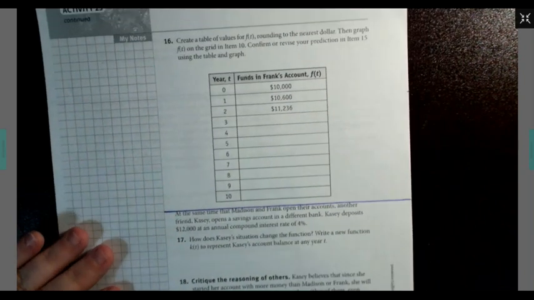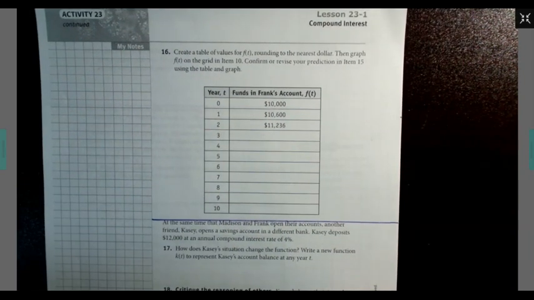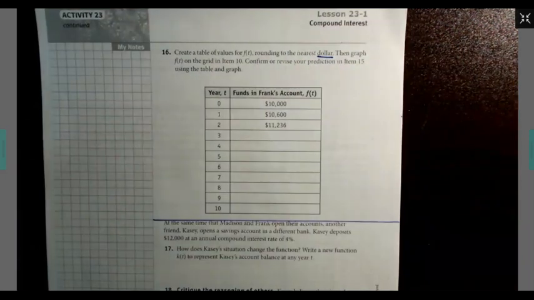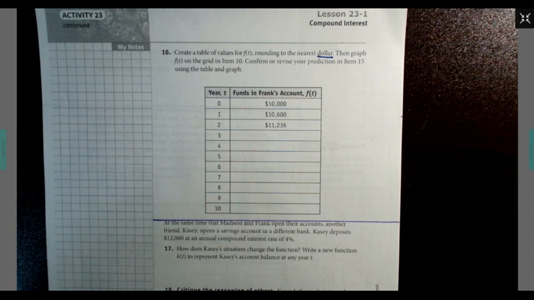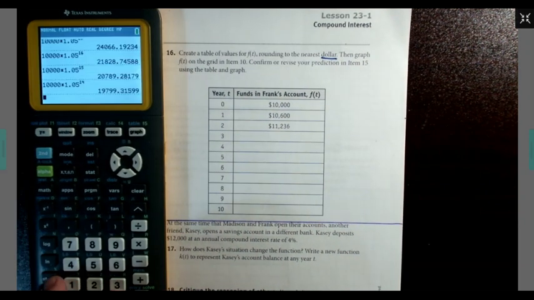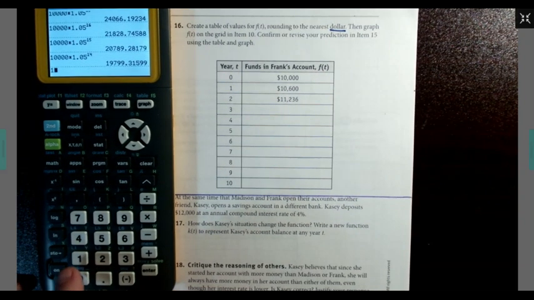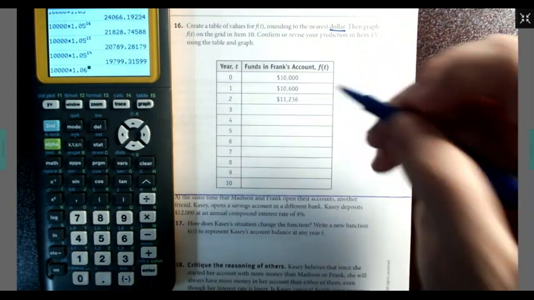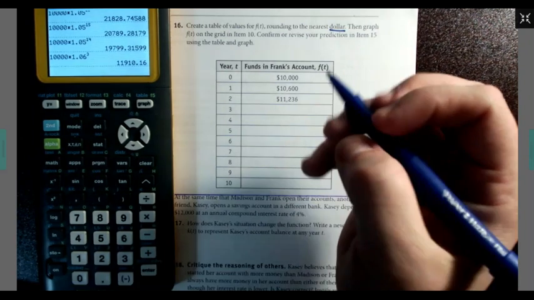All right, let's take a look at number 16. Create a table of values f of t rounding to the nearest dollar, then graph f of t on the grid in item 10 and confirm or revise your prediction in item 15 using the table and graph. Okay, so we're going to do this 10,000 times 1.06. They've done it for the first 2 years, so we'll do it to the third power.